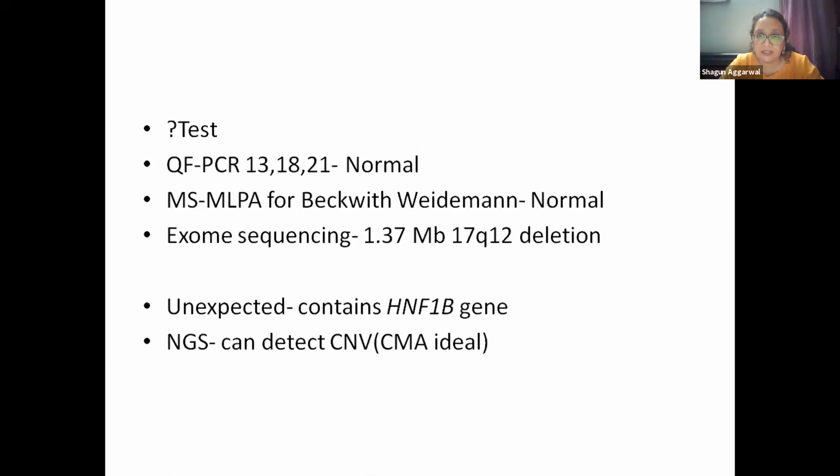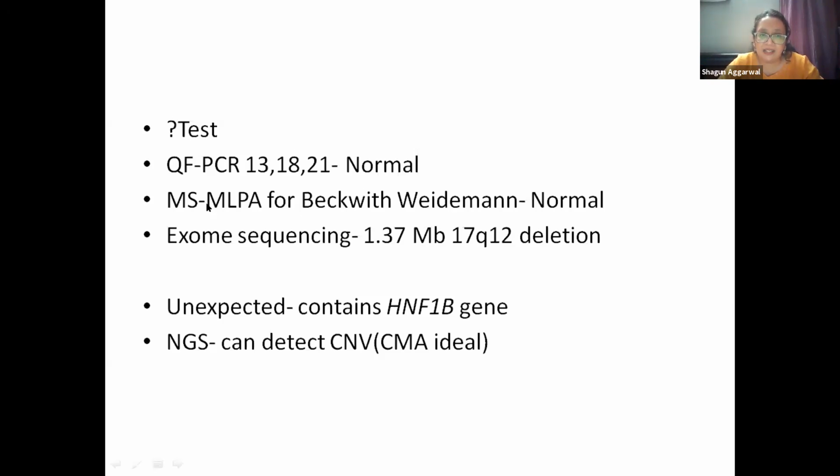Could it be Beckwith-Wiedemann syndrome, where the overgrowth is still evolving? Or maybe it is some renal monogenic disease, especially HNF1B variants, which can actually present with echogenic kidneys and polyhydramnios. So that's what we were thinking. We did not even think of doing a microarray. These are the tests which we did.